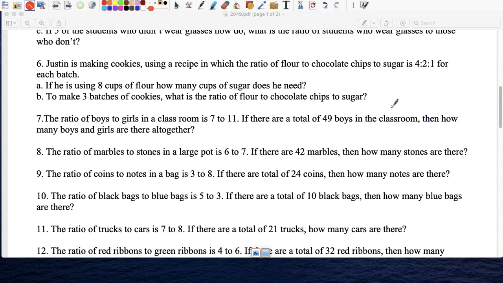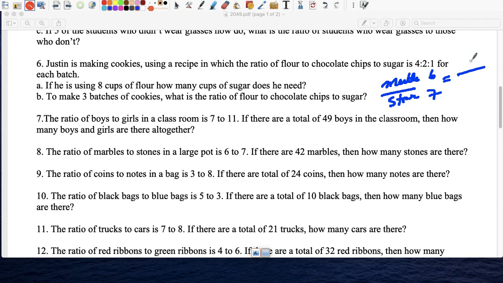8, the ratio of marbles to stones. So marbles to stones is 6 to 7. Now the rest of the questions, I think, are pretty straightforward. What happens if there are 42 marbles? How many stones are there?